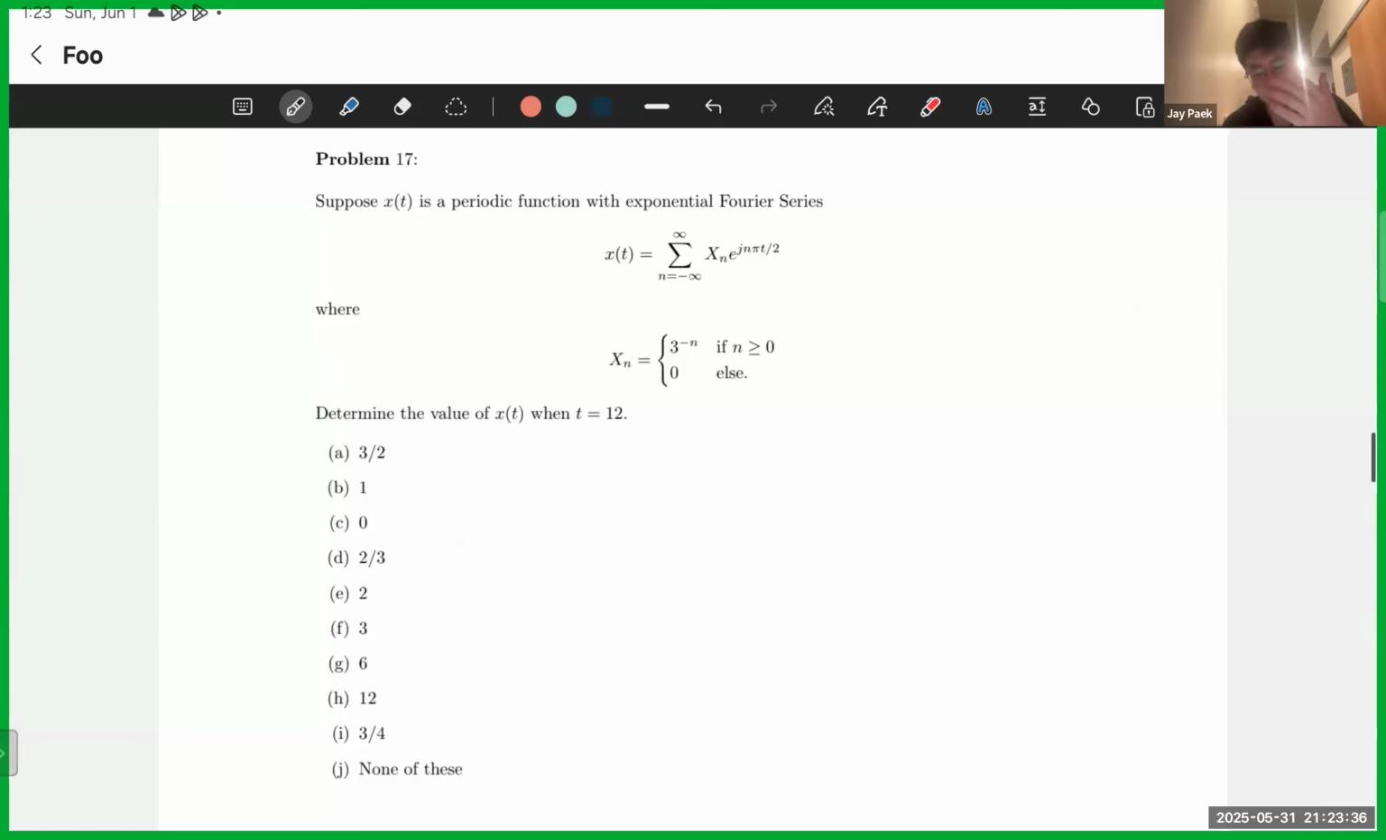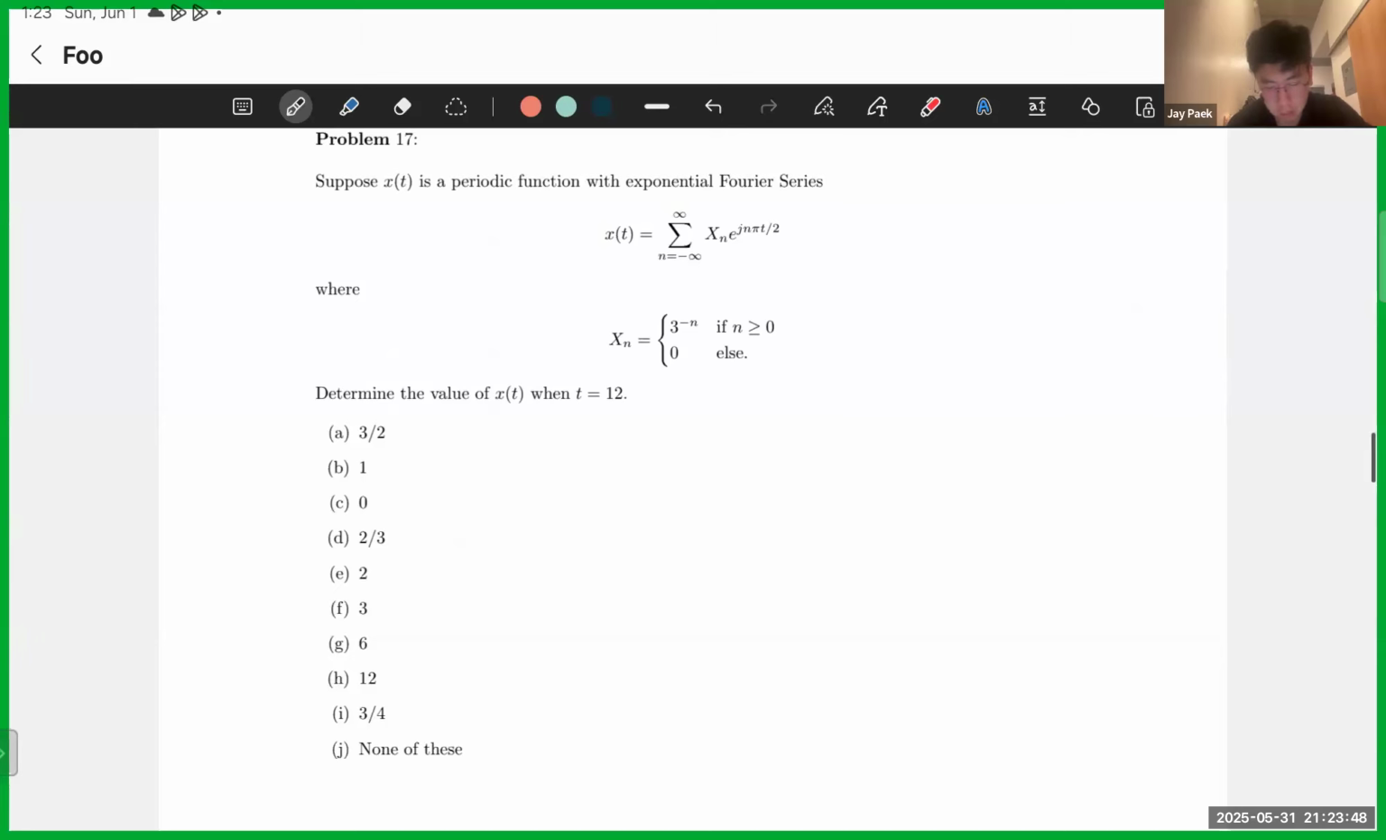17. Suppose x of t is a periodic function with an exponential Fourier series as follows. Determine the value of x of t when t equals 12. I'll be completely honest, I looked at this question and wondered how to do it, so I'm going to take it step by step. This is a very good opportunity to see how to map out your thought process when you solve this kind of problem.